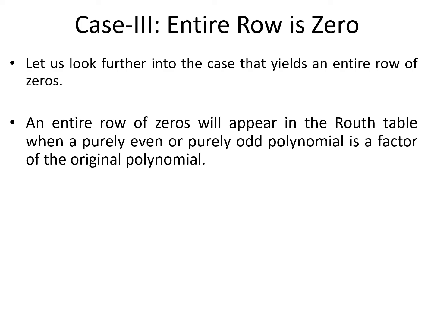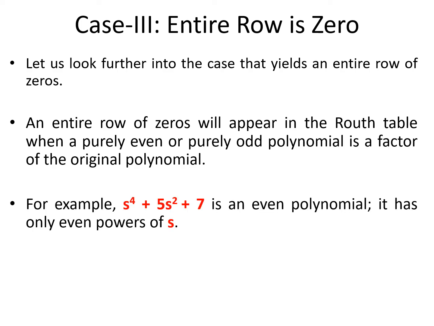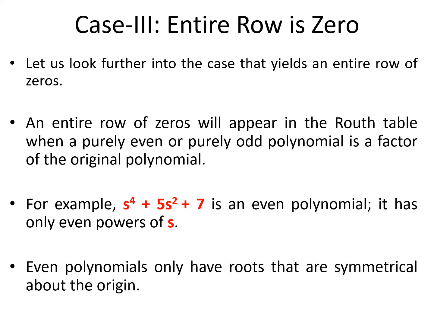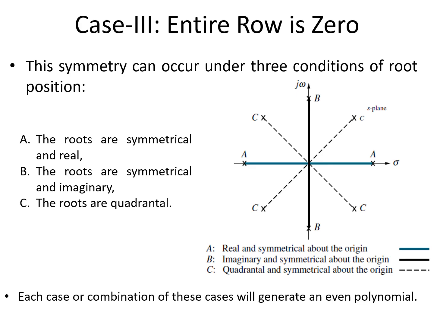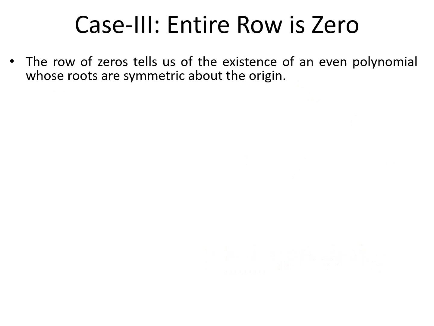So this is another case wherein I will be getting the entire row as equal to 0. This is an example of a polynomial which gives us a row of zeros. Whenever the entire row is 0, this tells us that symmetry can occur under three conditions of the root position. That is, roots are symmetrical and real, roots are symmetrical and imaginary, or roots are quadrantal. These are the cases which may lead to an entire row with 0 value. Each case or combination of these cases will generate an even polynomial.